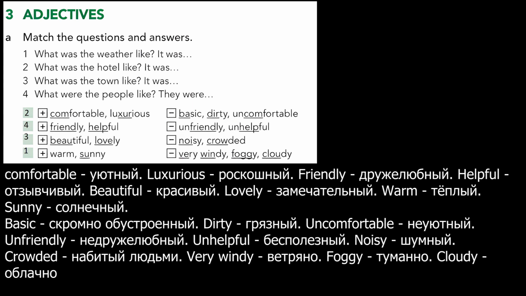3. What was the town like? It was beautiful. It was lovely. It was noisy. It was crowded. 4. What were the people like? They were friendly. They were helpful. They were unfriendly. They were unhelpful.